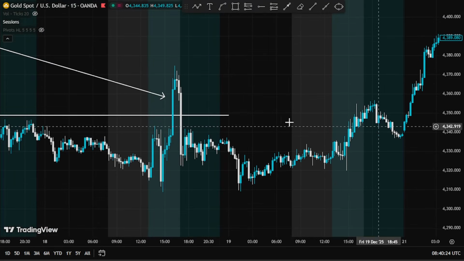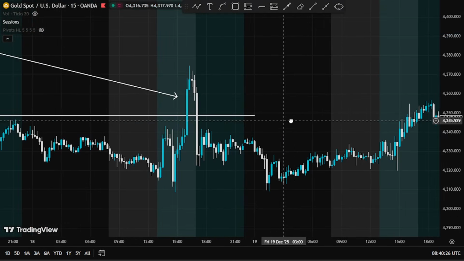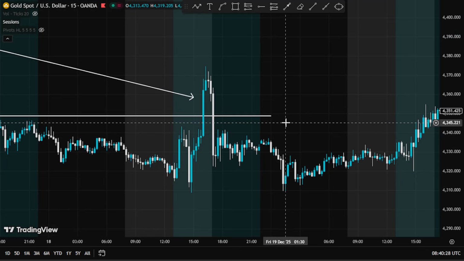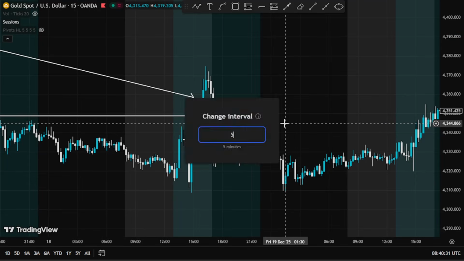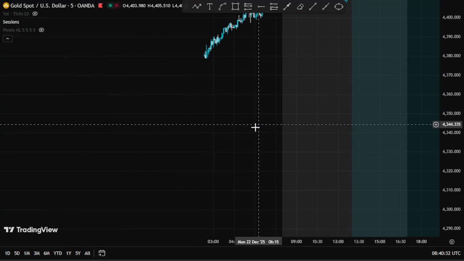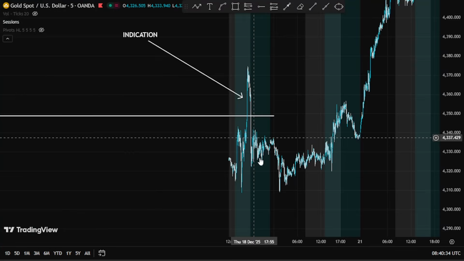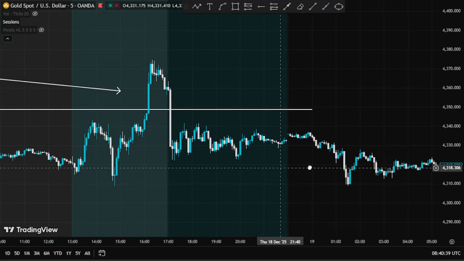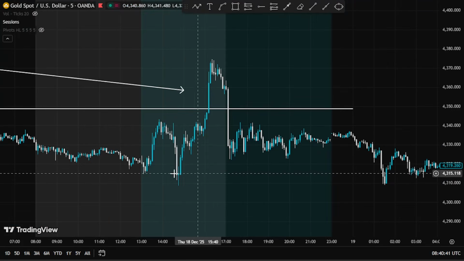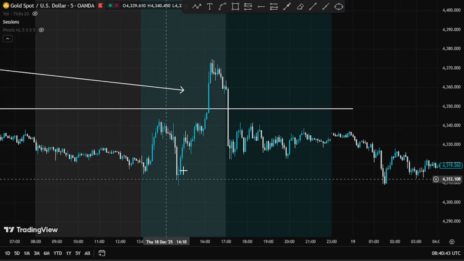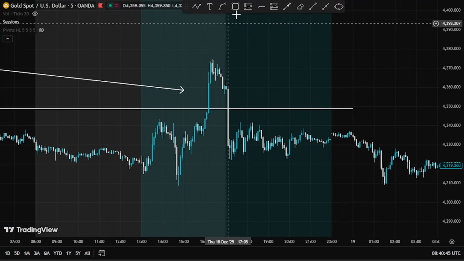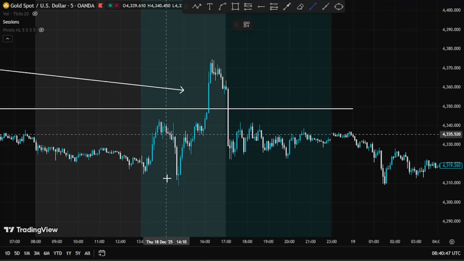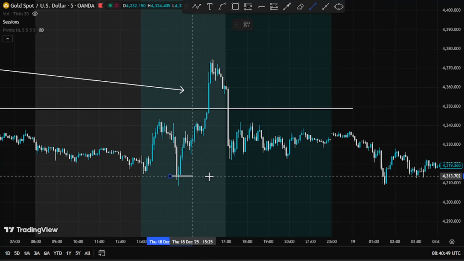Now you can see that the 15 minutes wasn't giving us too much. So at this point you can just go to the 5 minutes if you want. So when we come to the 5 minutes, you can see that this is the point that the buyers pushed price up from to cause this indication. So we are going to mark this. So this is that point.